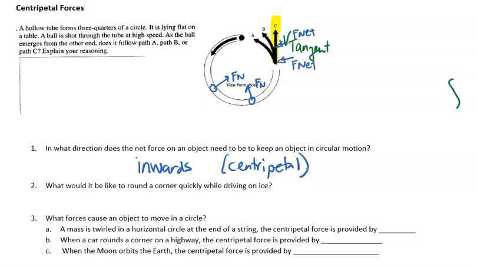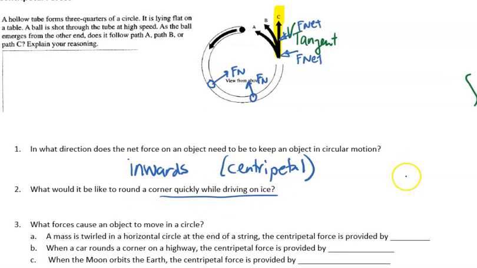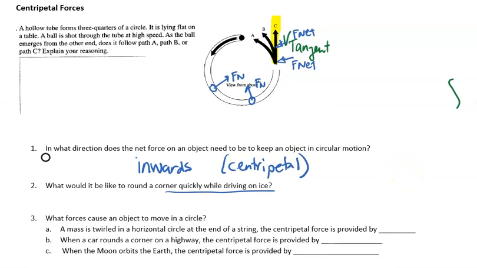Cool. So let's think of another example. If you're going to round a corner quickly while driving on ice, what is going to happen? It's really hard to turn while you're driving on ice because there's not much friction between you and the ground, while on a normal road, there is way more friction. So friction is actually one of those things that helps keep you moving in a circle. Depending on the circumstances, different forces will help you move in a circle.